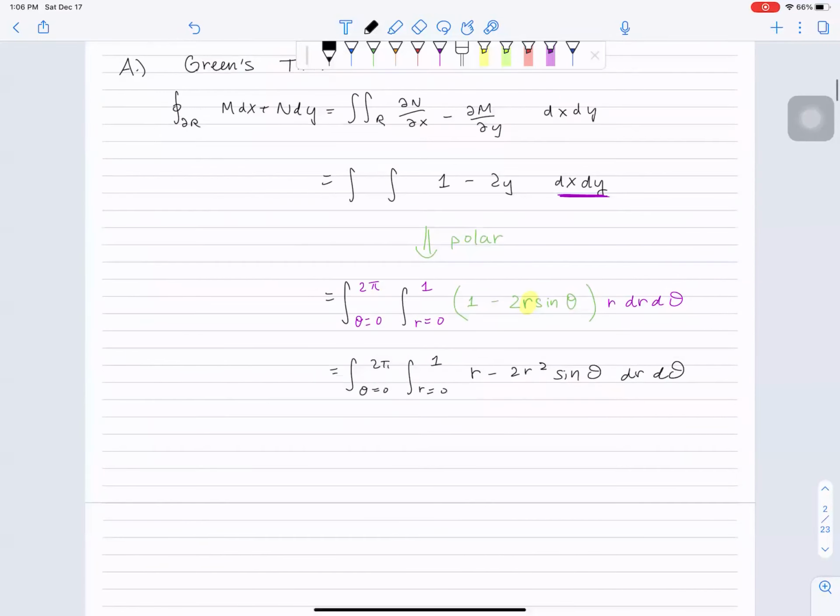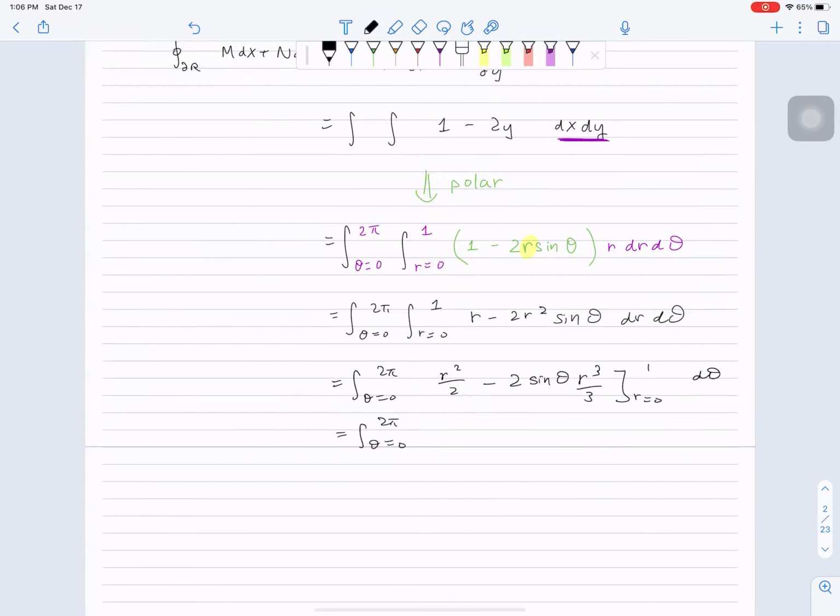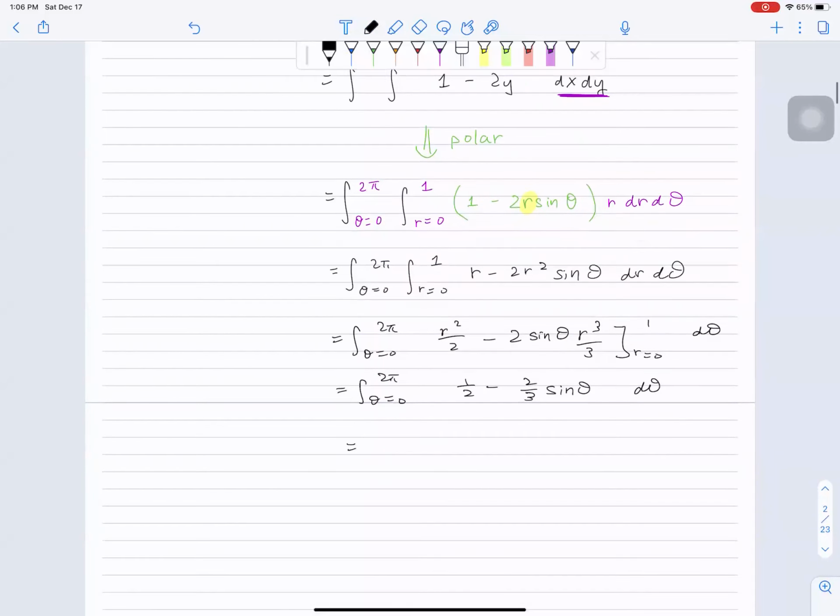So when I integrate with respect to r, I get r squared over 2 minus 2 sine theta, because that's like a constant, times r cubed over 3, from 0 to 1, d theta. So when I plug in 1 for r, I get 1/2 minus 2/3 sine theta, and when I plug in 0, I get minus 0 minus 0, d theta. Now I integrate with respect to theta. So I get half theta minus 2/3 times negative cosine theta, from 0 to 2 pi.